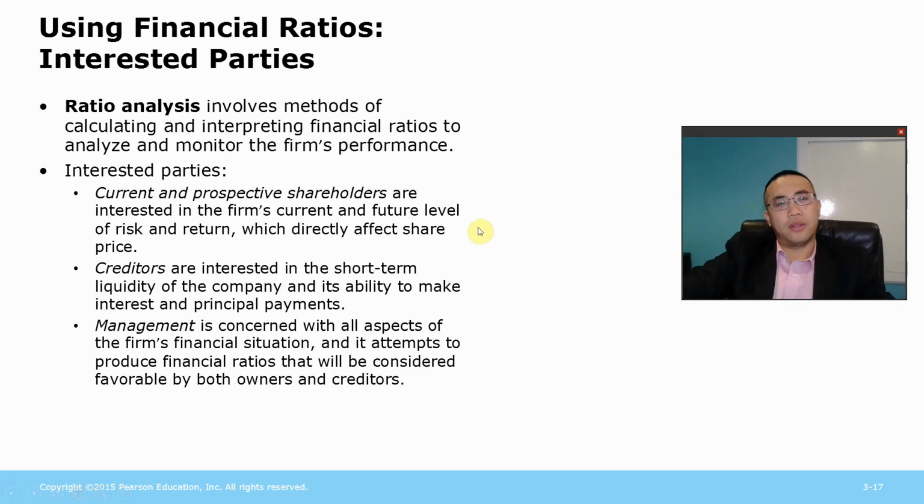So who would like to do this ratio analysis? Who would like to get an idea of how the firm performed? This would be the current perspective of shareholders, investors who are interested in buying company stocks, and also creditors who are about to lend the company money, either in the short term or in the long term. And also the management, they want to use these ratios to compare their past history and also other peer firms in the same industry.